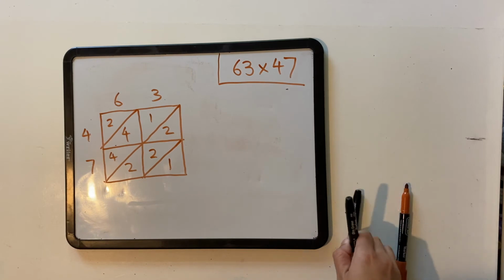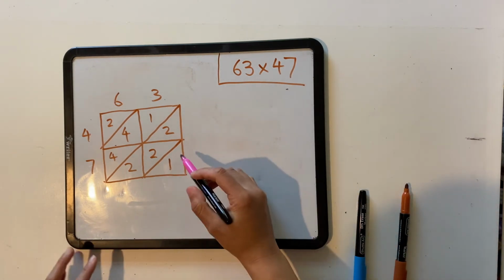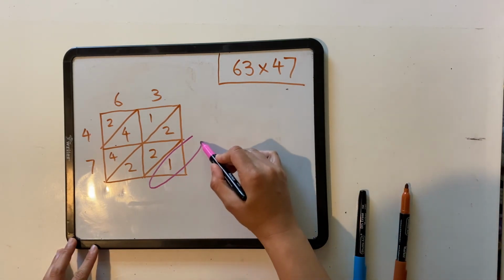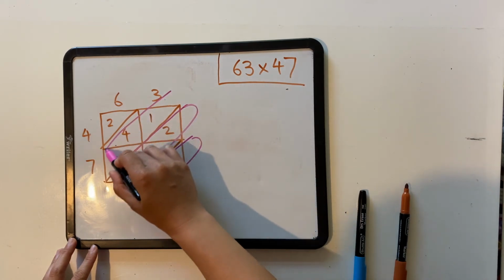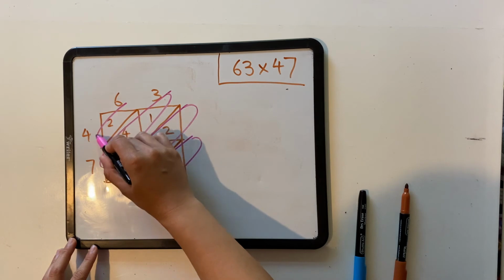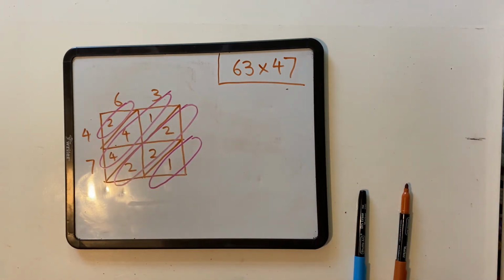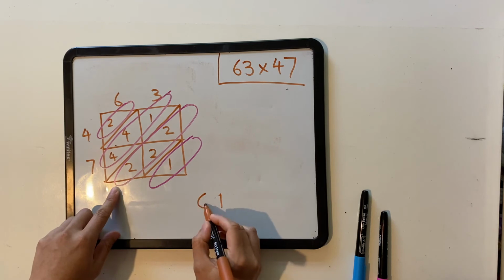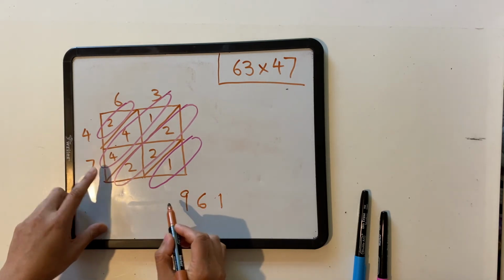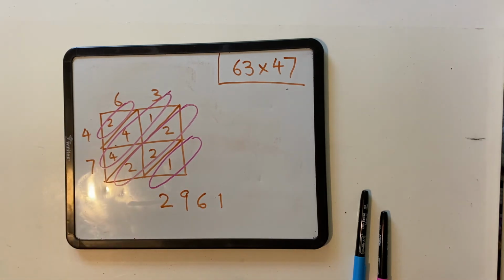And when you're going to add them all together, you're going to add them on the diagonal. So these are your ones, your tens, your hundreds, and your thousands. So you end up with 1, 6, 9, 2. And that's the same answer we got with all the other methods.